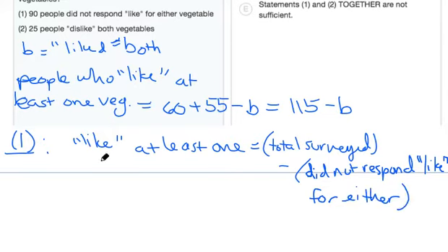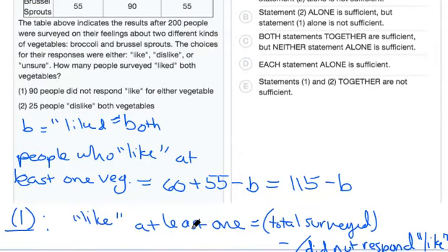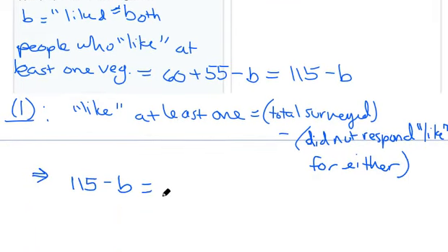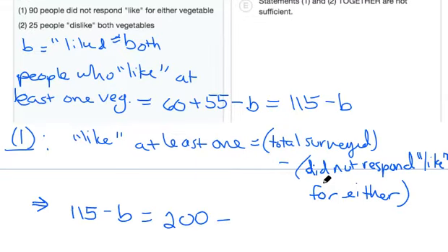Interpreting what this means and writing down the given information, the people that liked at least one of the vegetables we said was our 115 minus B. So replacing the left side of our equation, 115 minus B equals the total people surveyed. If we scroll back up, the question says the table indicates the results of 200 people who were surveyed. So we have 200 minus those who did not respond like for either vegetable. That's our statement 1: 90 people, so minus 90.